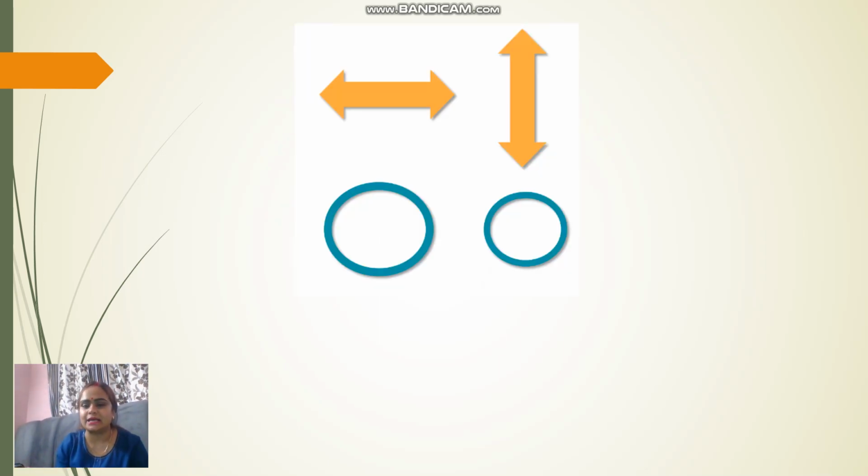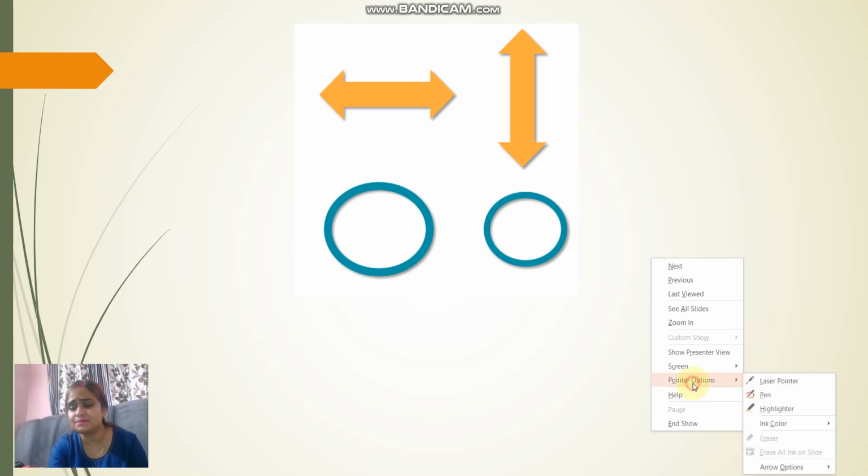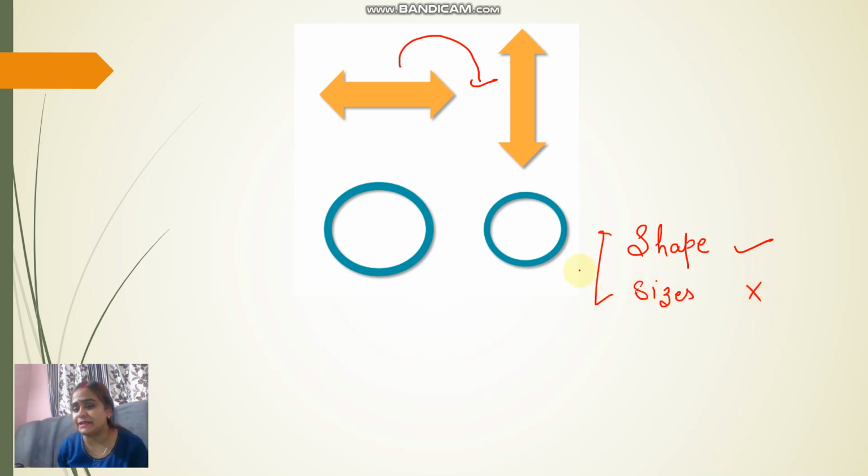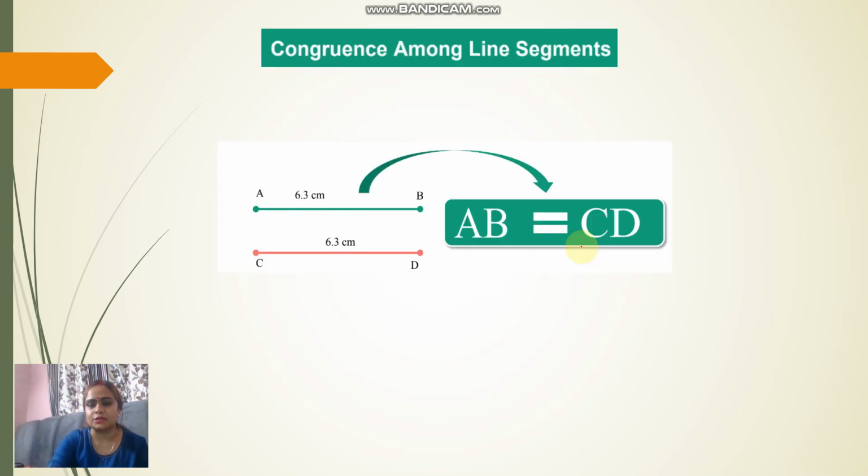Similarly, with these arrows, are they congruent? Yes, they are congruent to each other because one will perfectly fit onto the other arrow. But when we talk about these two circles, are they congruent? No, they are not congruent. Yes, they are of the same shape, that is the circular shape, but the sizes are different. Both should be the same for being congruent figures. So this circle is not congruent.